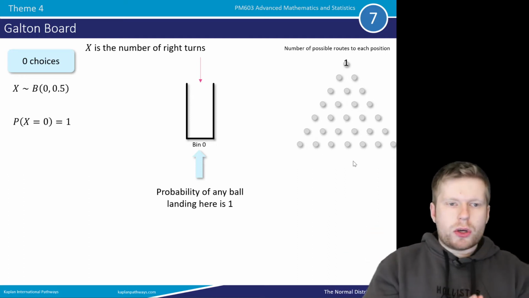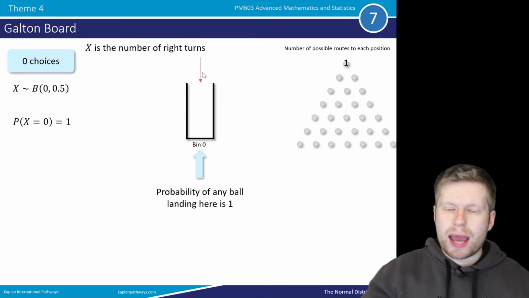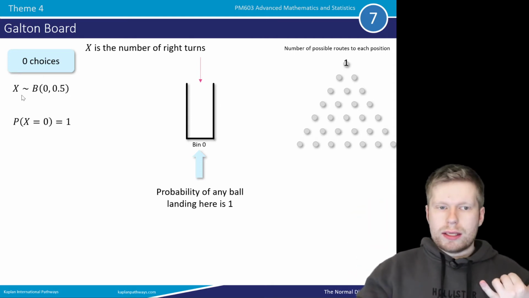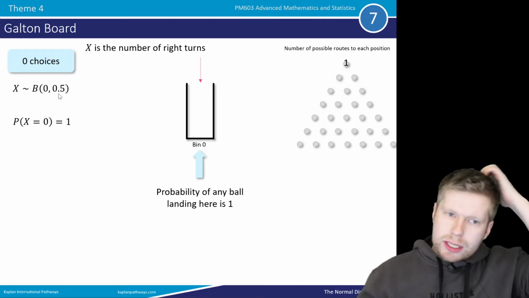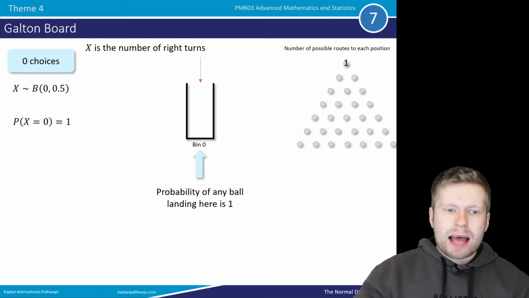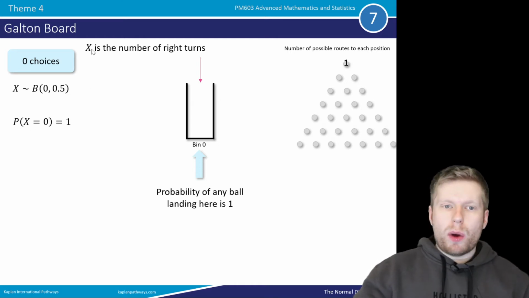Okay, so effectively what I'm going to do is keep building up the number of pegs. So at the moment I'm starting with 0 pegs. I'm going to first of all consider what the binomial distribution would look like in order to land in the relevant place. And I'm also going to look at the probability that it's going to land in each bin, okay, where x is the number of right turns. And over here on the right hand side, I'm also going to keep track of the number of different possible routes to each position, okay.